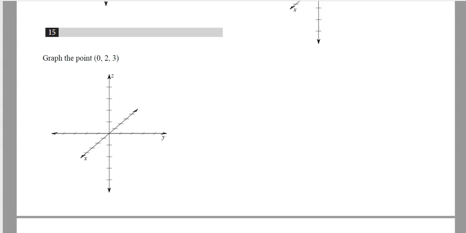All right, number 15. So this one we don't have the isometric paper, so we just got to try to bust it out. So graph the point (0, 2, 3). So 0 means I don't move on the x and y. 2 means I go 2 to the right on the y-axis. And then I have to go 3 up. So 3 up is, and I can just go straight up here. And there we are. We're at our point (0, 2, 3). All right, moving right along.